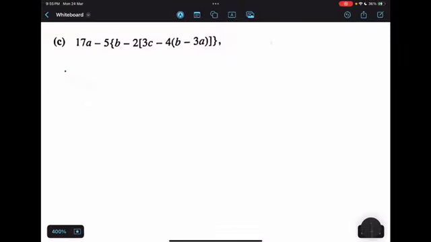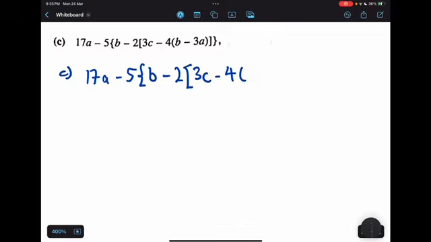Now moving on to question C. C has 17a minus 5 times b minus 2 times 3c minus 4 times b minus 3a, close bracket. Alright, whenever we are doing expansion, what do we want to do? We want to work from the inside out. Alright, we want to start from the inside and work our way outwards. Alright, so from here, what I want to do is to start with my normal brackets first.